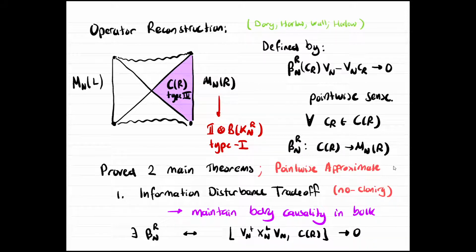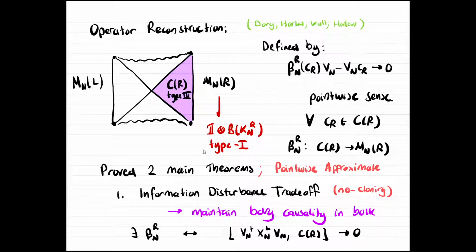And it reconstructs the operator in the sense that when you act on a state in the code subspace, that means act with this Vn, it's the same as if you had acted first with this operator and then acted with Vn, but only in the limiting sense, the pointwise limiting sense. All of my limits are pointwise. That's what I mean by operator reconstruction.